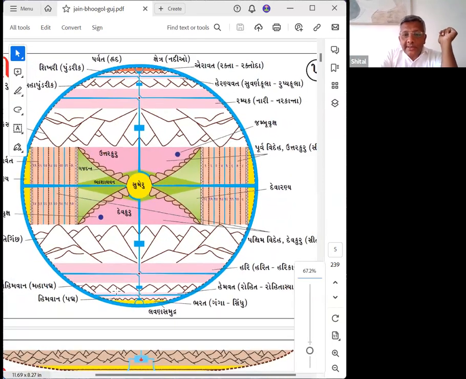You'll see 6 mountain ranges. These are called Kulachal Parvat. We've seen they go from the east to the west, touching the ocean of Laman at both ends. So this is the first bit here.